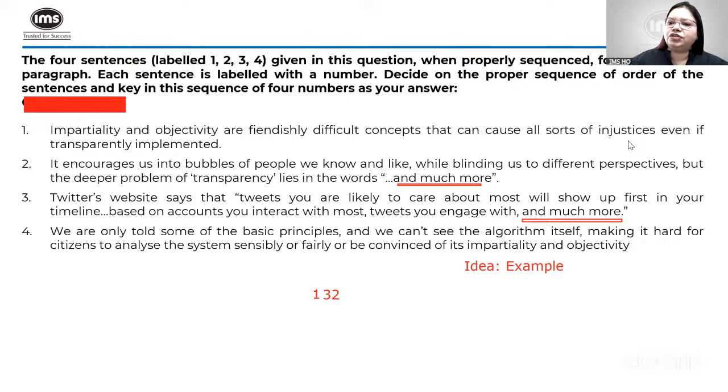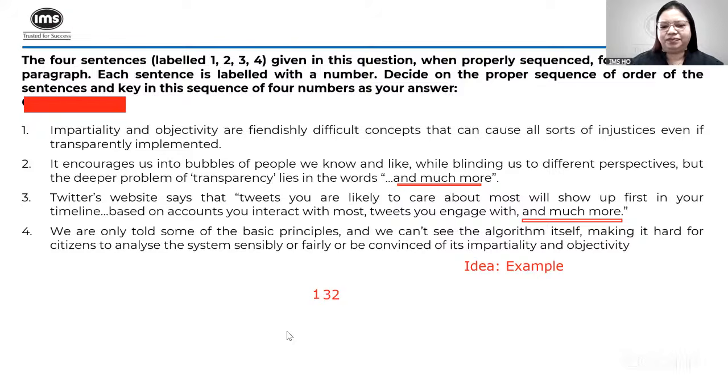They can cause all sorts of injustices even if transparently implemented. All right. Transparently implemented. Twitter claims to be transparent about what it brings into your feed, what the algorithm shows you. However, it hides its transparency behind "and much more." Correct? So 1, 3, 2 is clear to me.